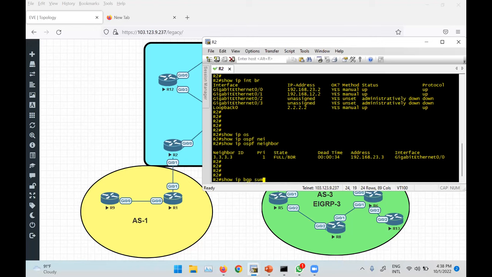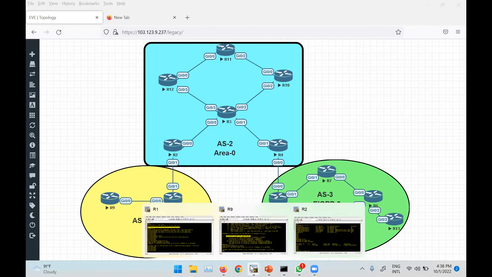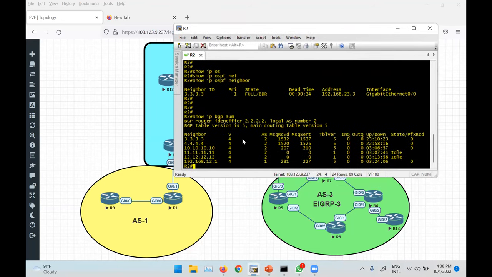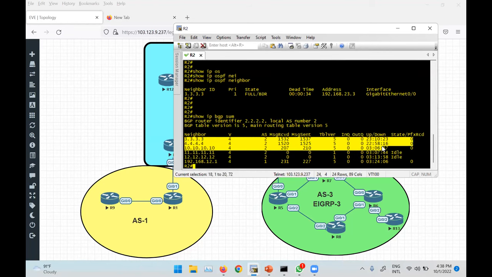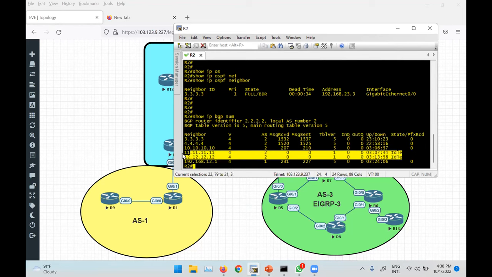Also, if you check show IP BGP summary, how many BGP peers will be here? 1, 2, 3, 4, 5, and 6, right? Yes. How many BGP peers are you getting? 1, 2, 3, 4, 5, 6, right? But if you look on the right side, the neighborship for 3, 4, and 10 is showing up, but 11 and 12 are down.